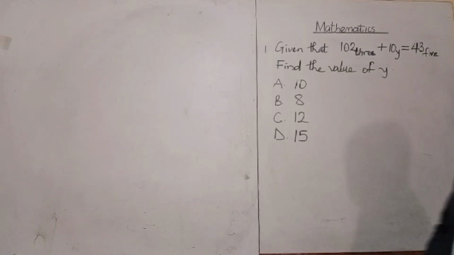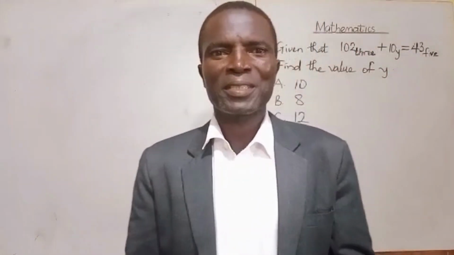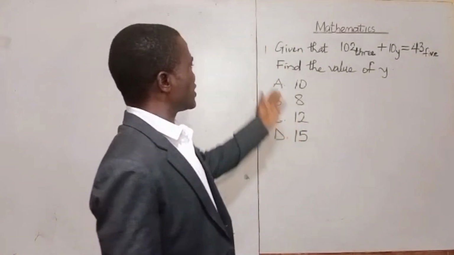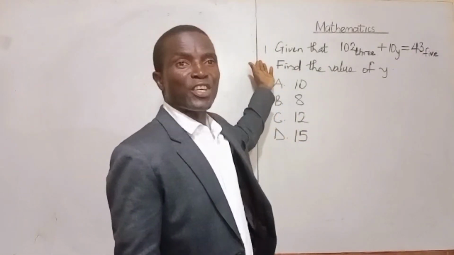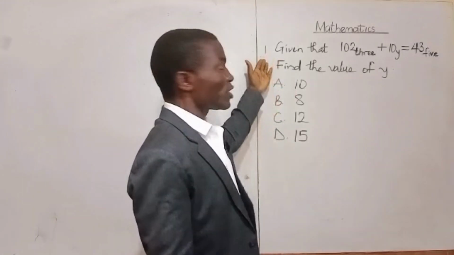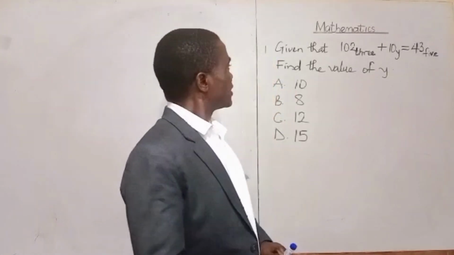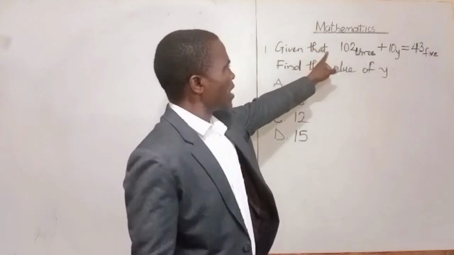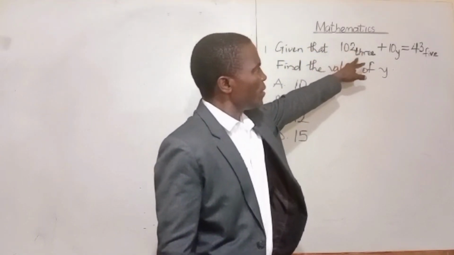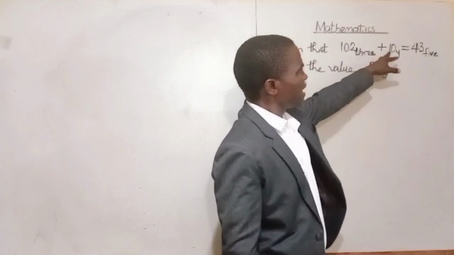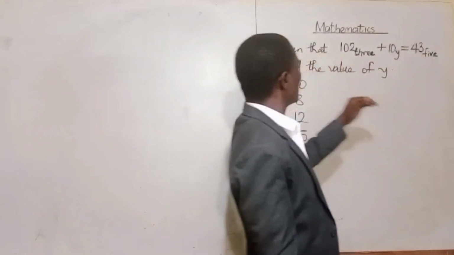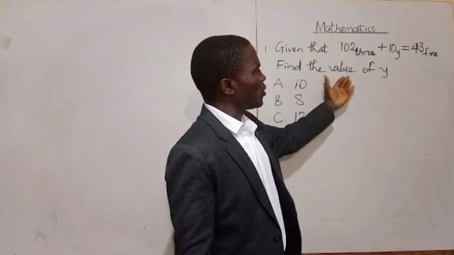We want to begin today's class proper, and we're going to start with a question, still a WAEC past question. This is number one. The question says, given that 102 base 3 plus 10 base y is equal to 43 base 5, find the value of y.